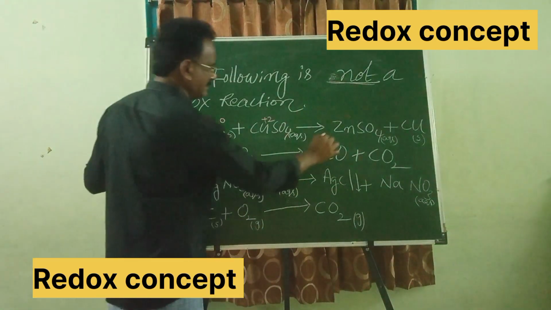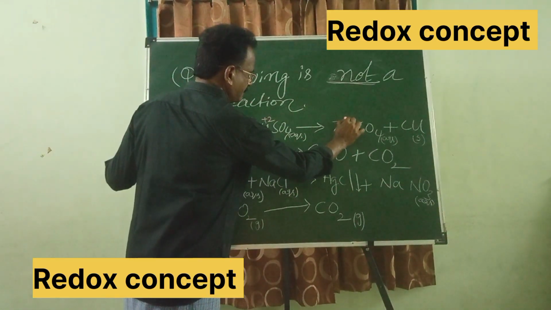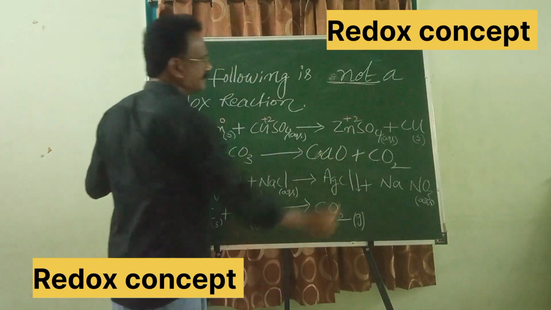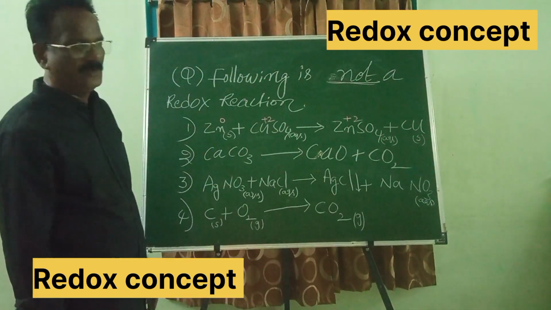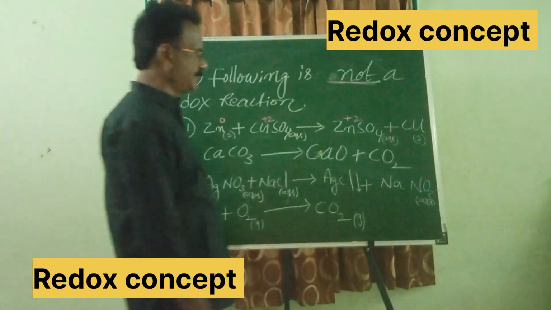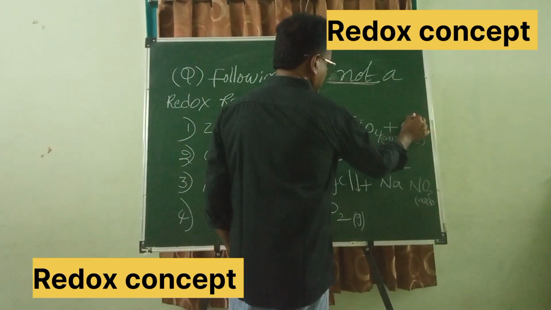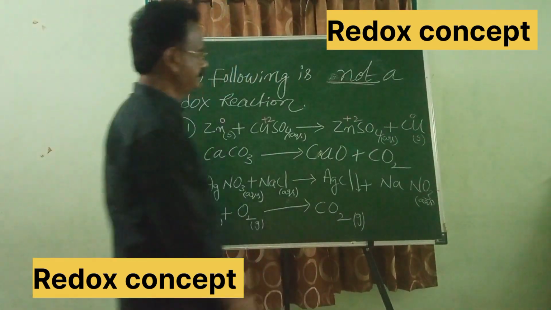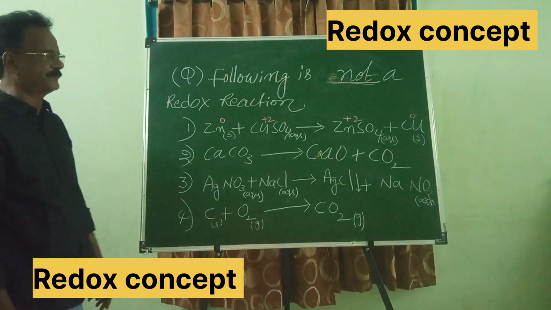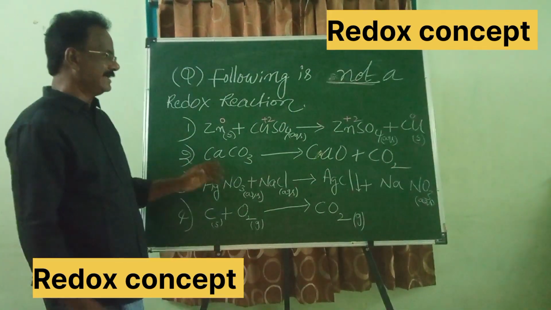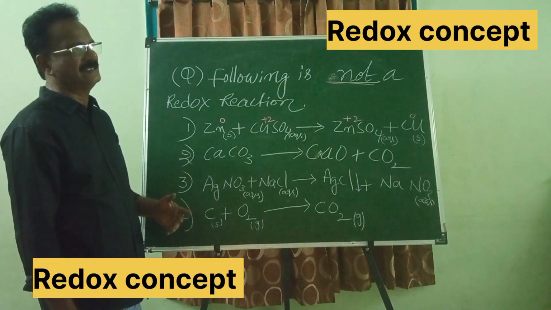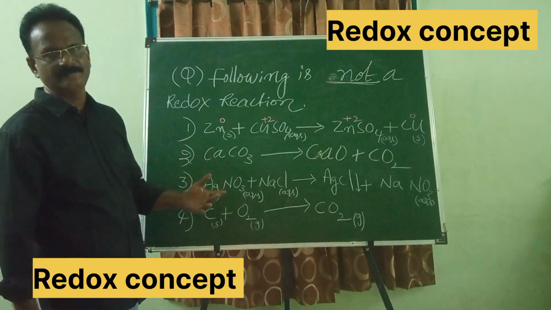What is the oxidation state of zinc in zinc sulfate? +2. Okay. What is the oxidation state of copper in pure state? 0. Oxidation state of copper in pure state is 0. So like this, we have to assign oxidation numbers for the elements.